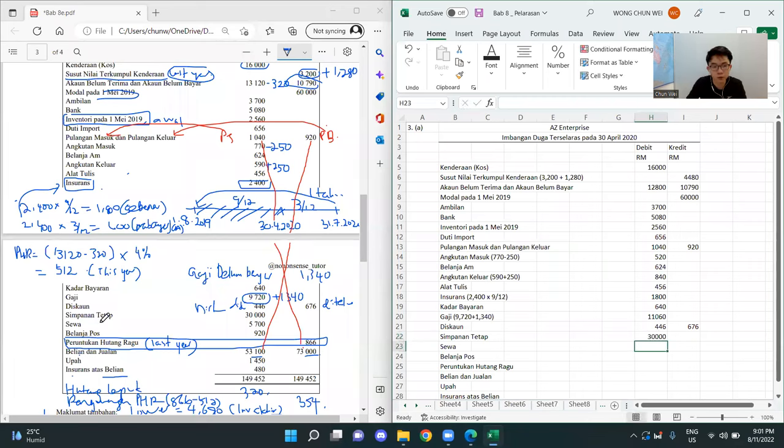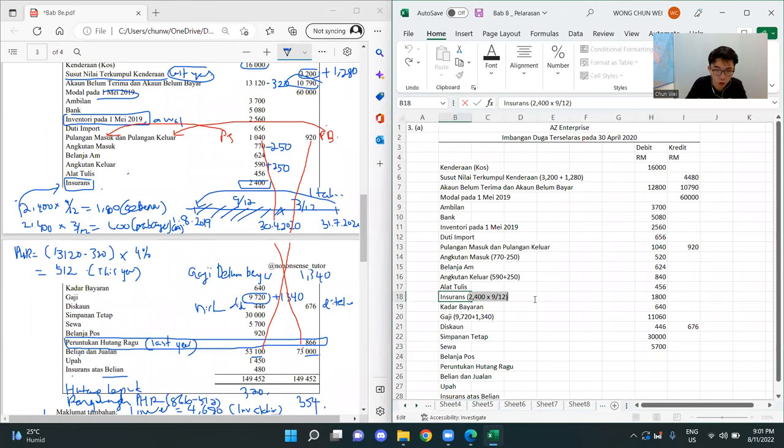Saver, so same thing. So when you see saver, 5,700 is on the debit side, meaning this is a belanja. So this is a saver yang dibayar. The bracket need to show, you mean all these things, the working?